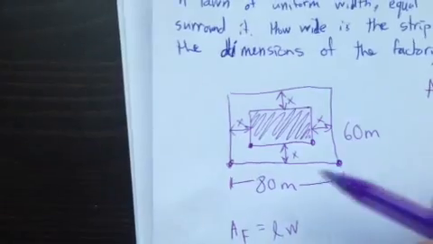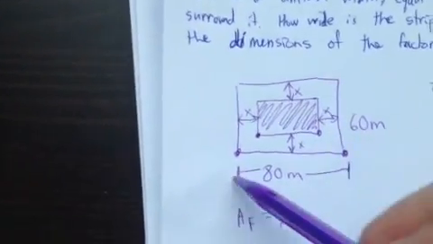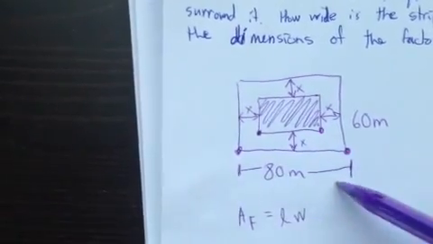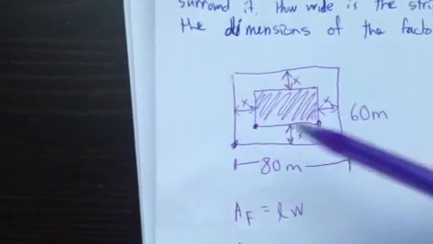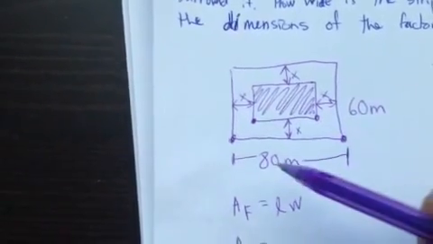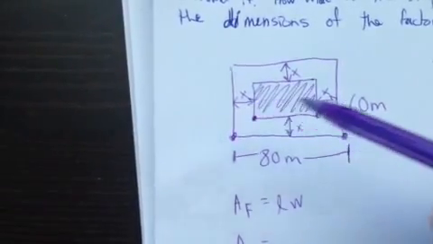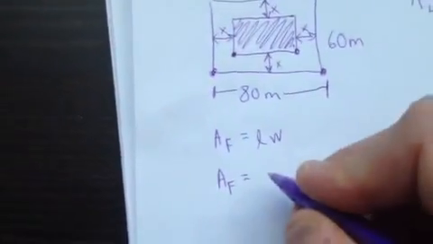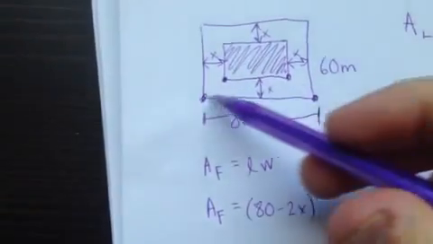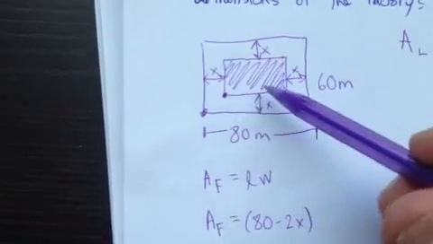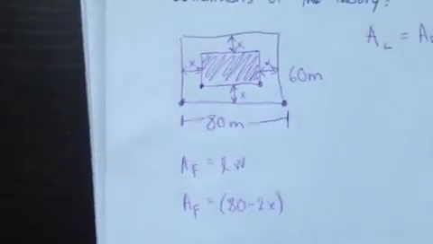Well, looking at this diagram, this whole thing is 80. And if I subtract an x and another x, the x from both sides, that will give me the length here. So basically the length of this factory is going to be 80 minus x and minus another x. So 80 minus 2x is going to be the length. Because 80 is all the way across, and if I subtract an x from both sides, that will give me the length of the factory.